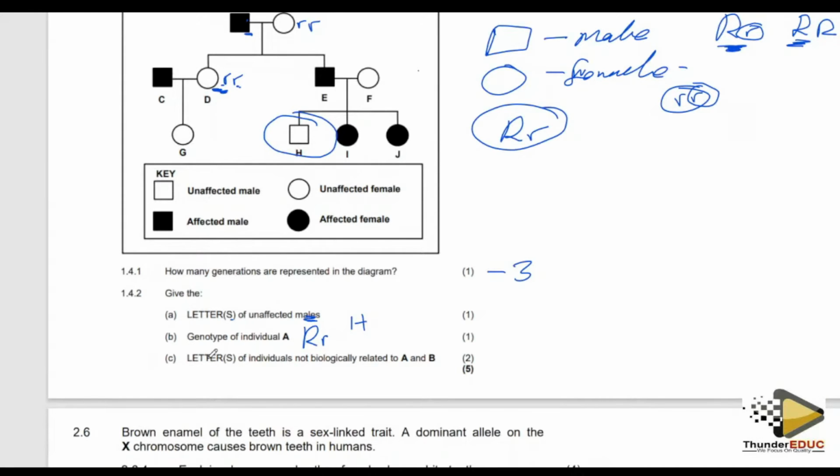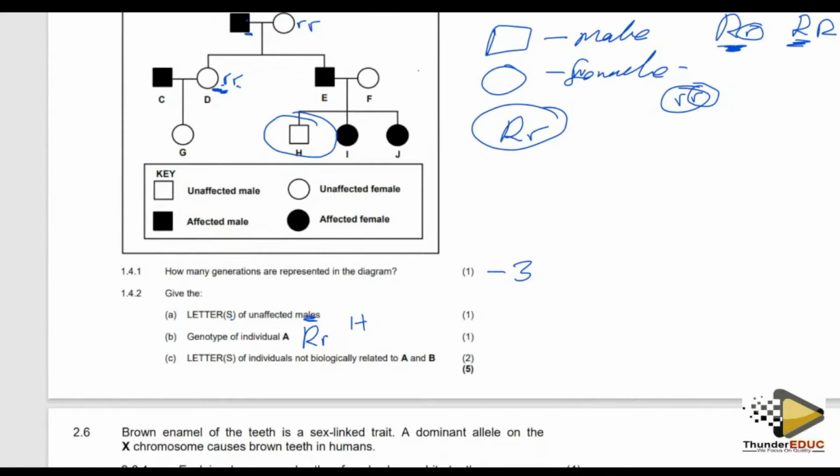So we are saying that give the letters of what? Let me check here. Someone is disturbing me. All right. Give the letters of individuals who are not biological kids for A and B. Where is A and B?